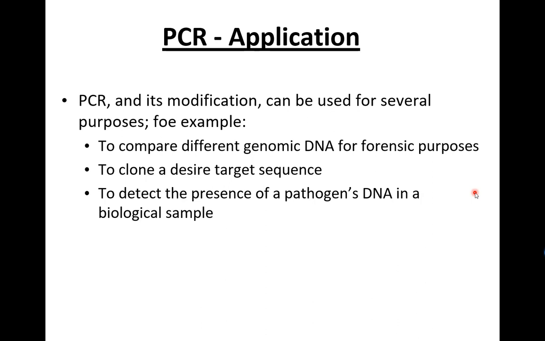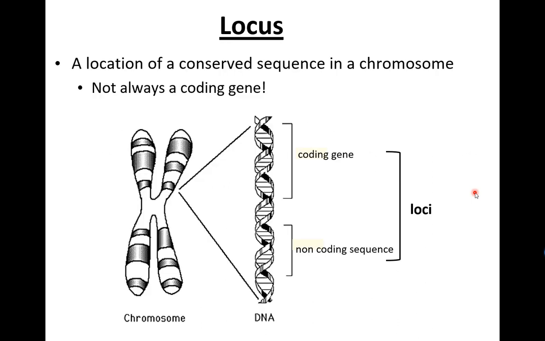Now, what are the applications of PCR? It can be used for different things. So it can be used, for example, if you want to compare different genomic DNA, that's exactly what you're going to be doing in the lab. You'll be using D1S80. We'll talk about that in a second. This could be used for a paternity test. It could be used for a crime scene and so on. Or if you want to clone a specific sequence, again, you can design primers beside a gene and copy it, make millions of copies of that and then clone it. Or you can use it to detect the presence of a pathogen. We'll see an example at the end.